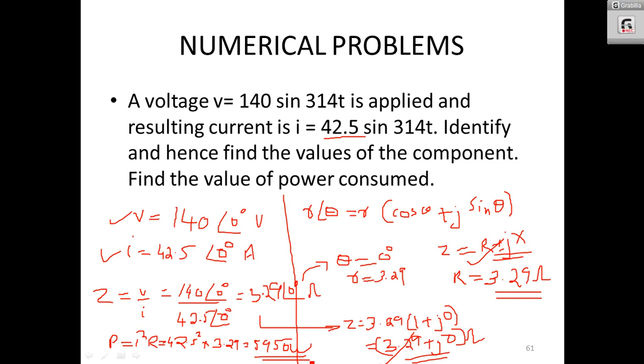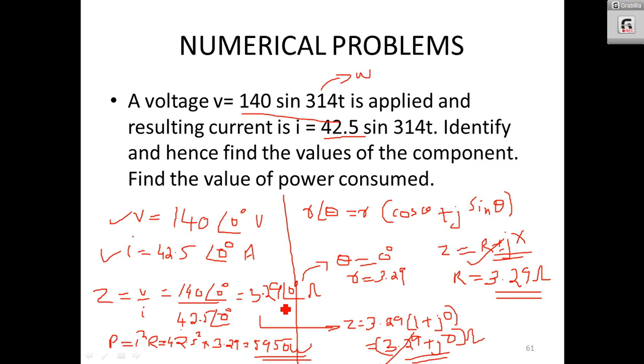Once more I will explain the problem. The voltage is given as 140 sin 3140 and current is given as 42.5 sin 3140. Basically you can take omega as 314. Now see, there is no angle associated with sin. Therefore voltage is 140 at an angle 0 degree, current is 42.5 at an angle 0 degree ampere. Impedance is voltage divided by current. So 140 angle 0 divided by 42.5 angle 0 gives 3.29 angle 0.